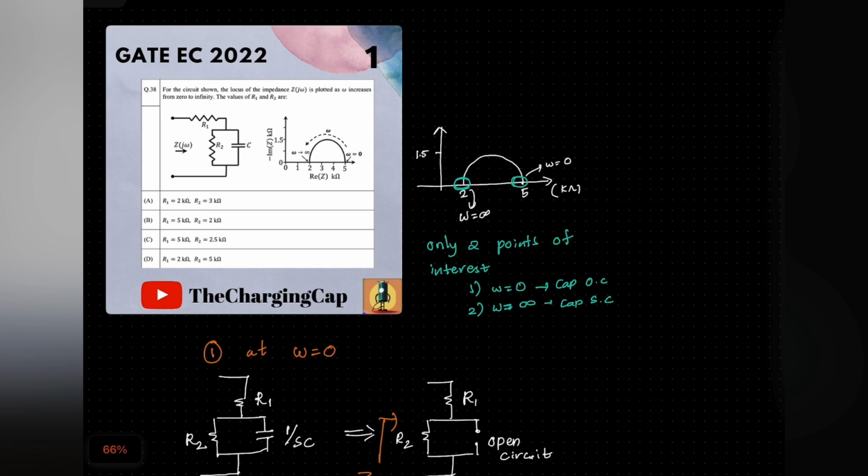In this we can observe, R1 and R2 are independent of the frequency. Only thing that changes is the capacitor. So based on the question, we need to find the values R1 and R2.